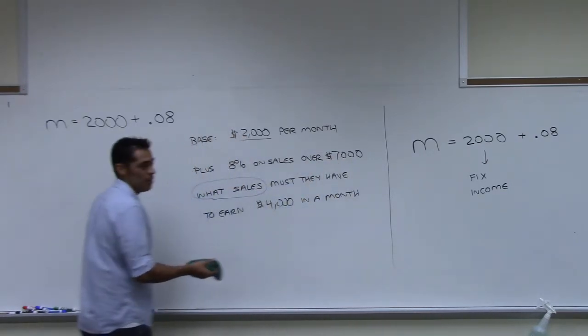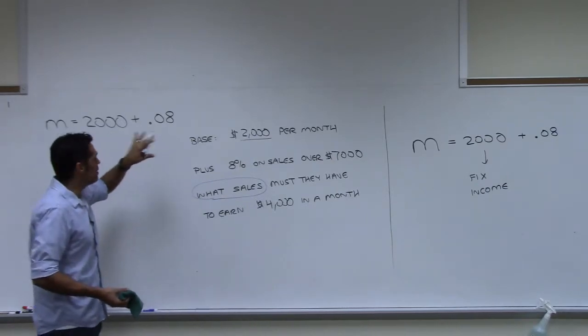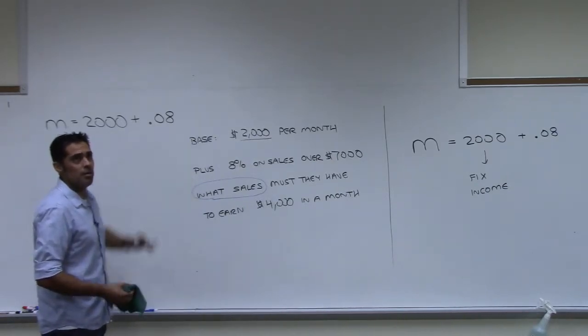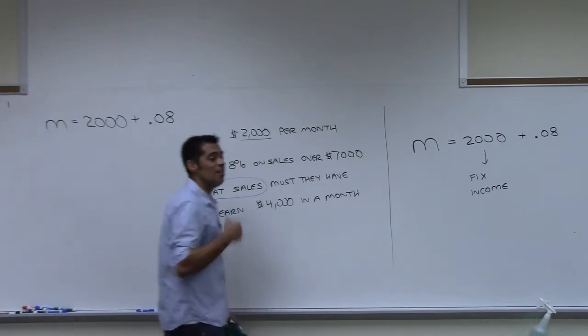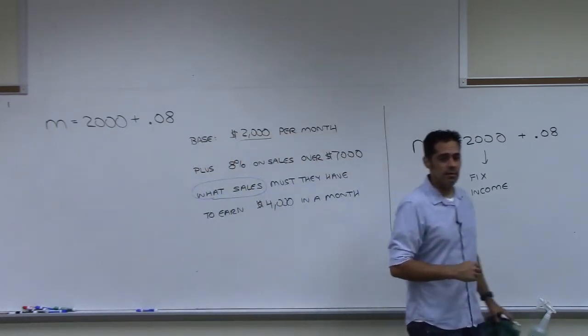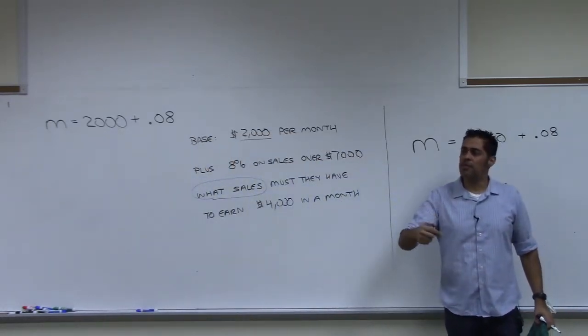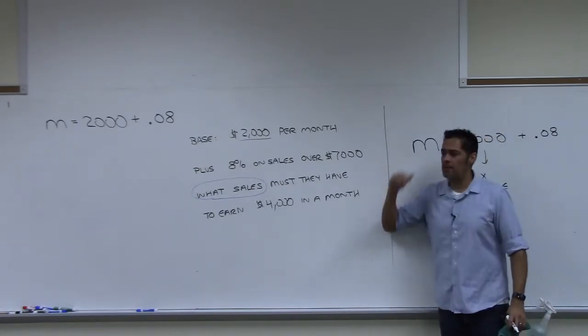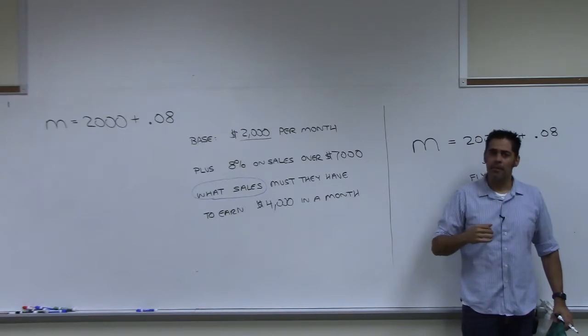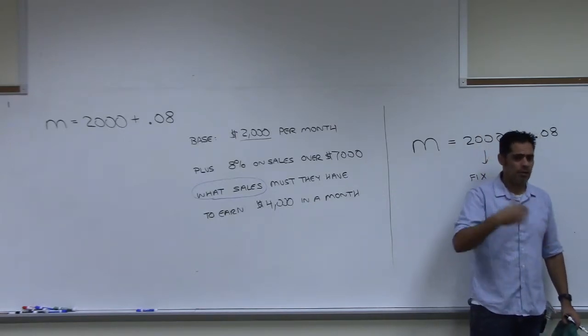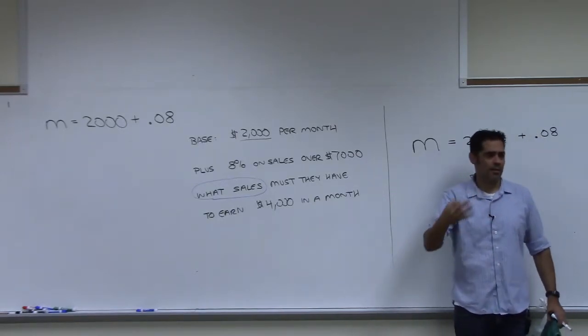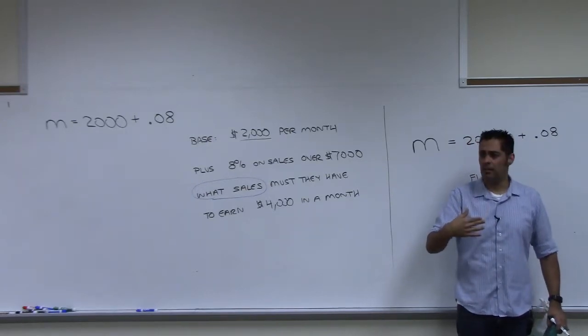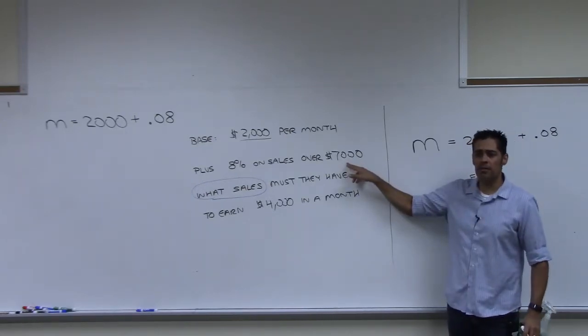And that's the tricky part of the problem. How do we actually express that in our formula? So let me ask you this. What if they sell $8,000 worth of cell phones? They'll make 8% of what? Of 1,000, right? What if they sell $10,000 worth of cell phones? They'll make 8% of 3,000. What are you doing to get that 1,000, that 3,000? You're subtracting this from their sales.